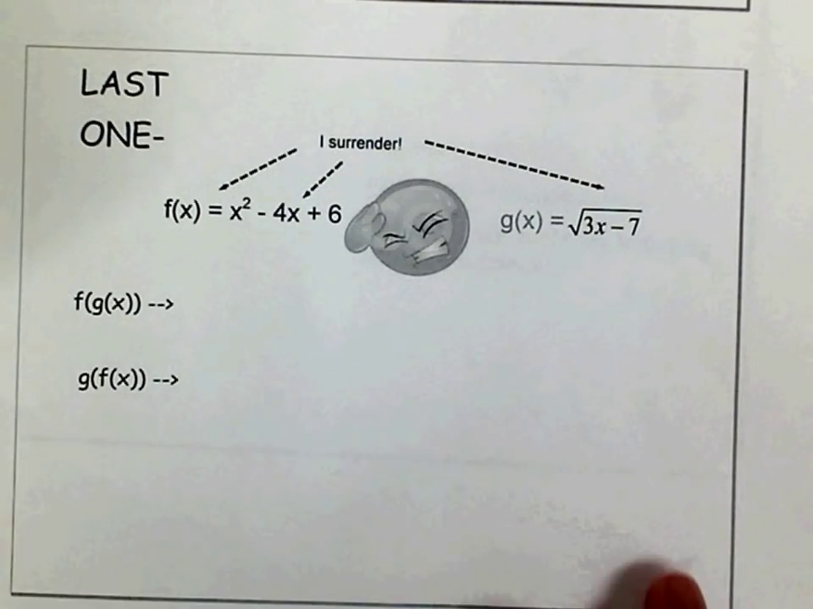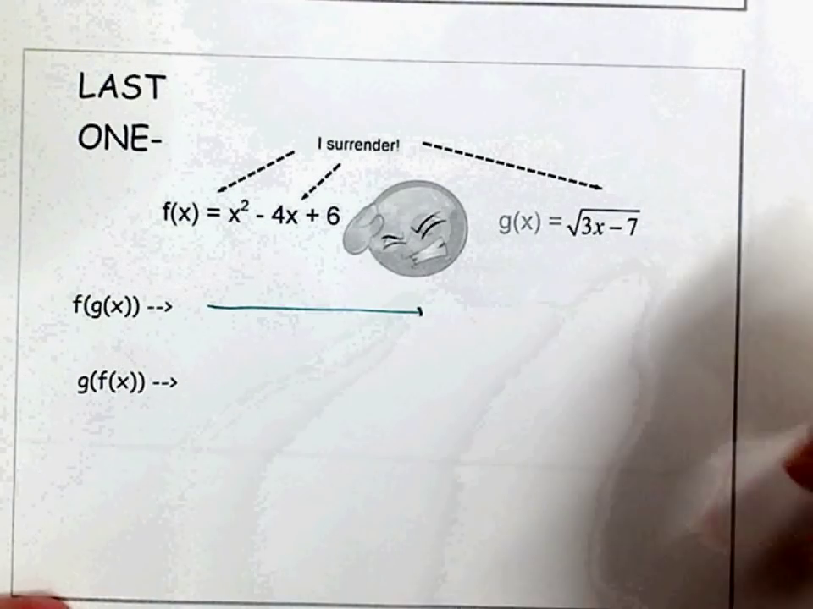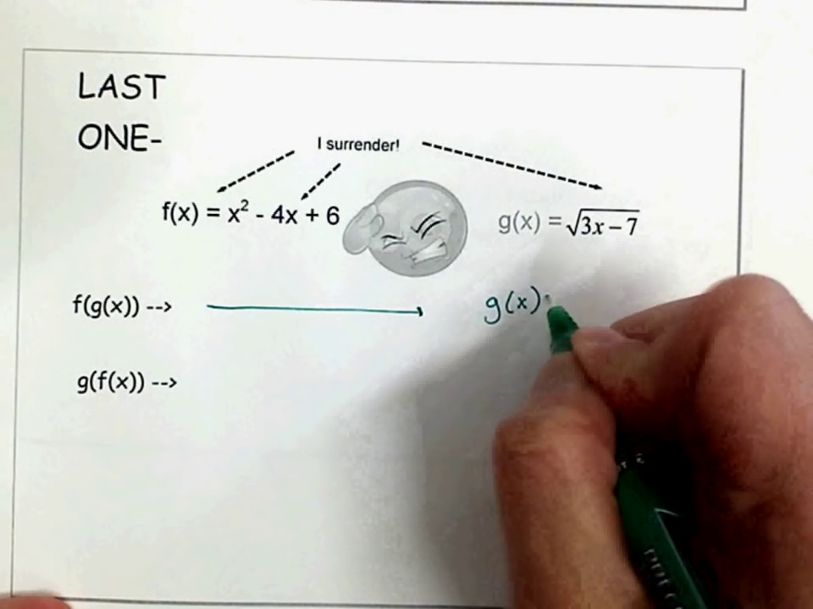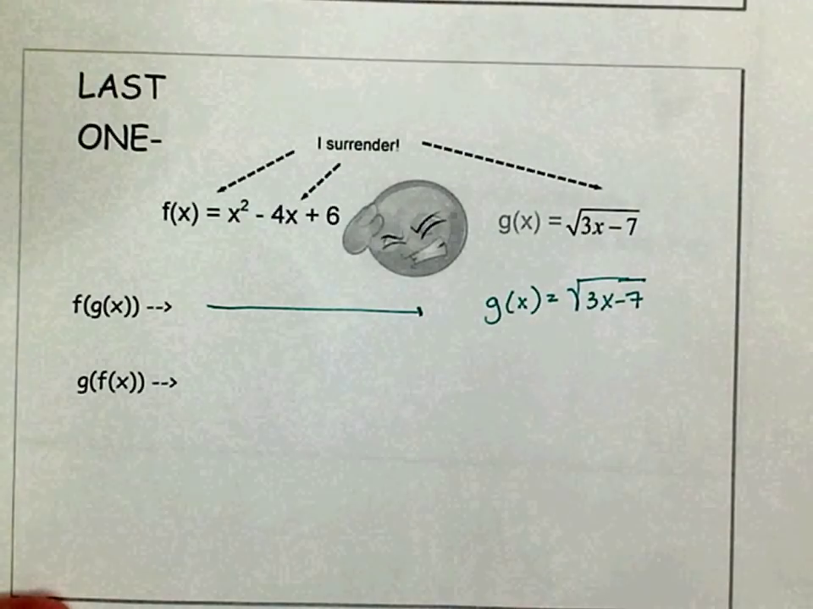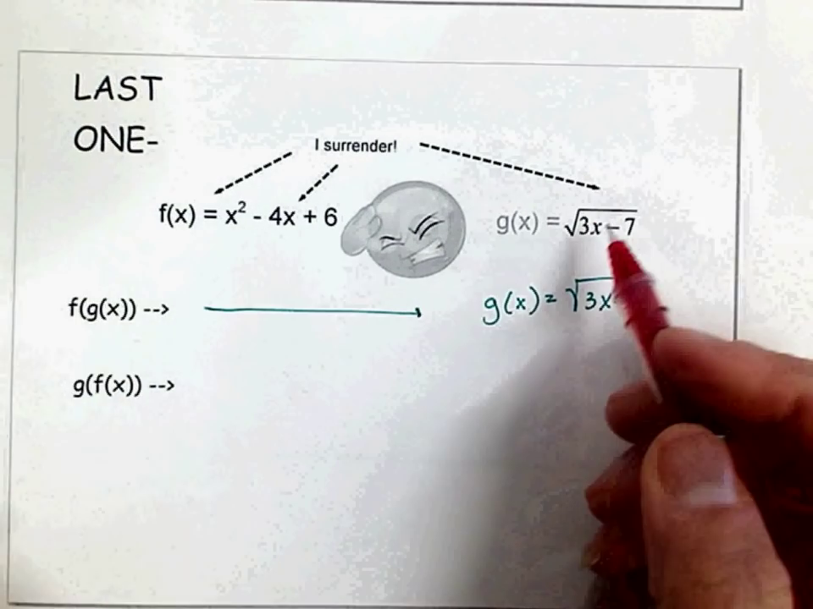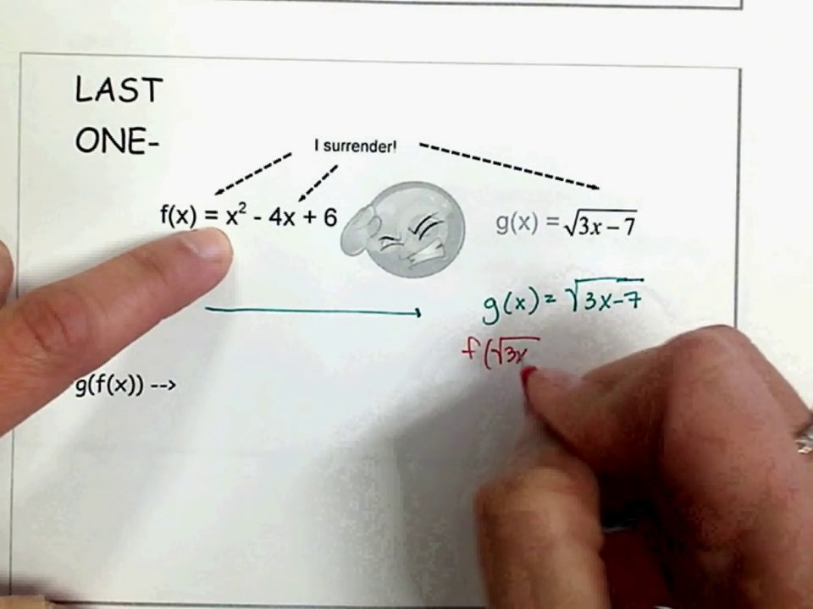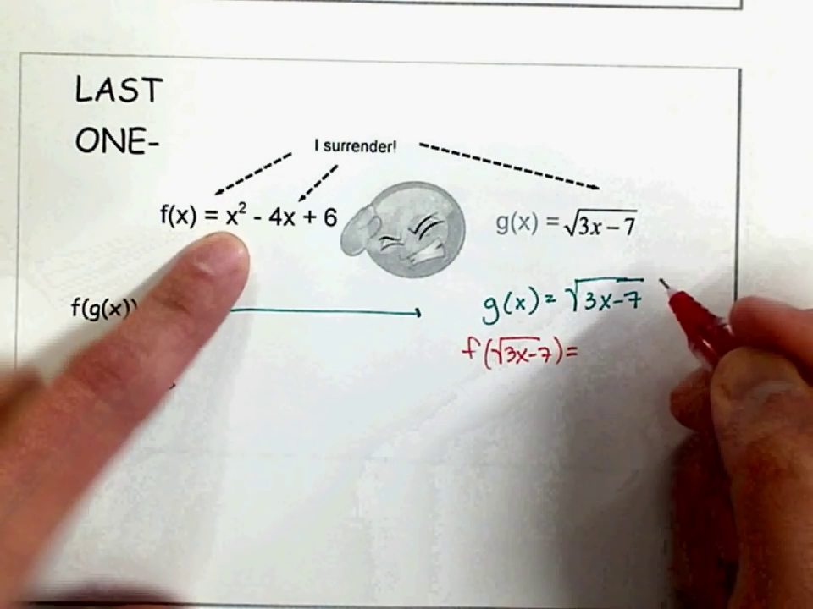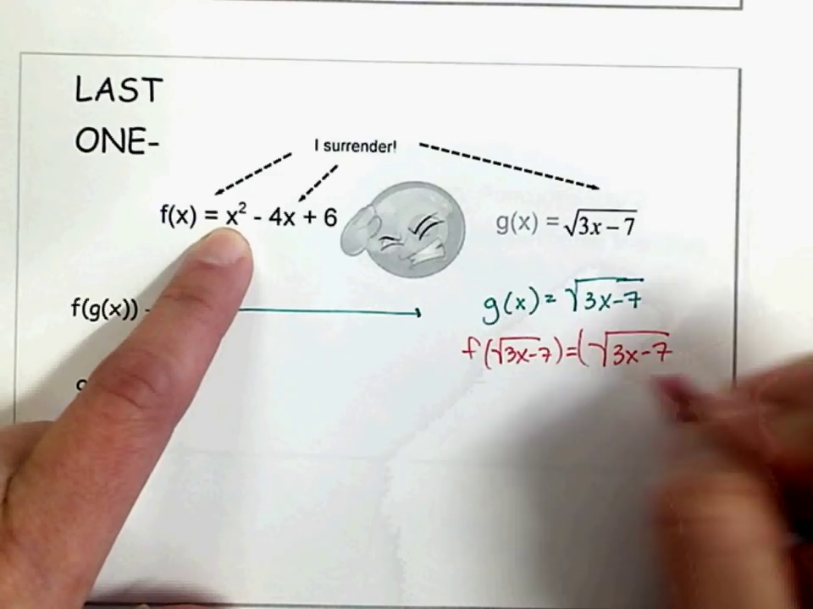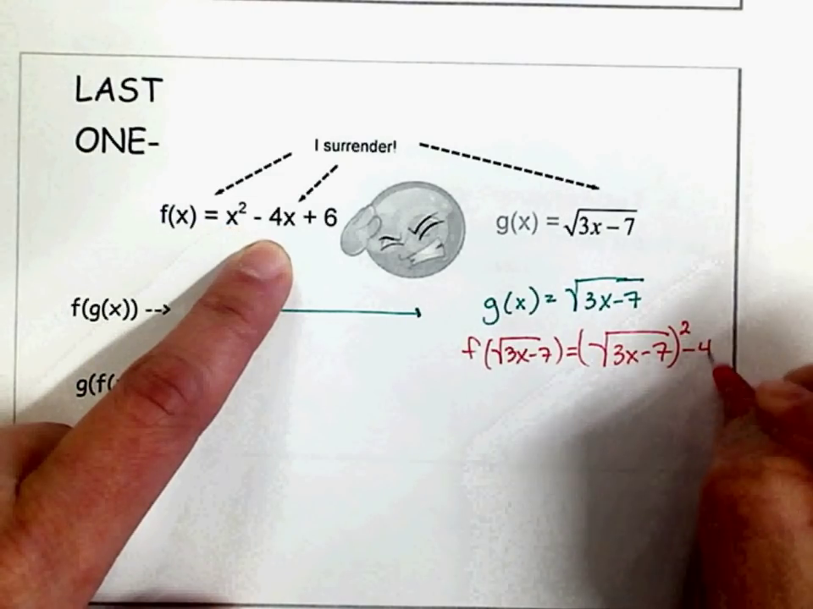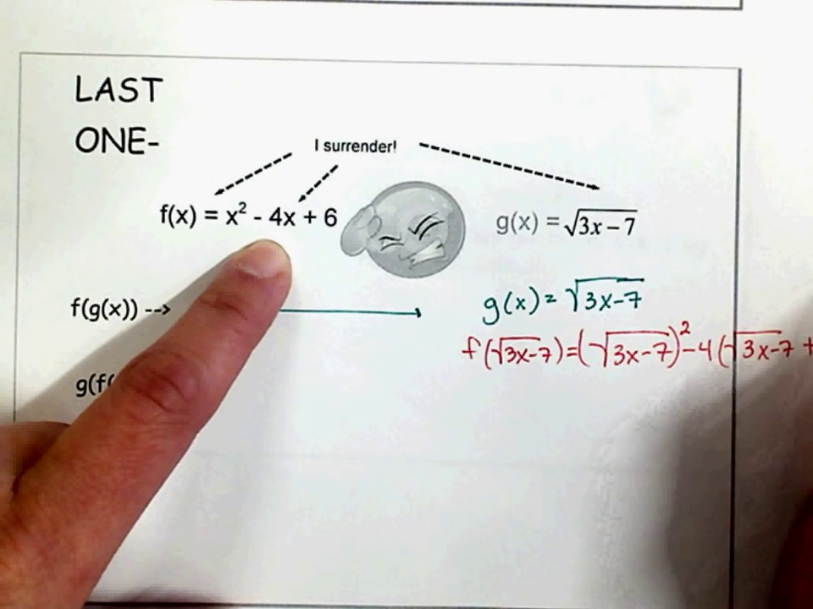Let's move this one over here. Okay. g of x, the square root of 3x minus 7. You guys see all that? Now let's go to the f. Square root of 3x minus 7 equal. Okay, here's your square. There's your x. (Square root of 3x minus 7) squared minus 4 times square root of 3x minus 7 plus 6. Oops, sorry guys. There you go.